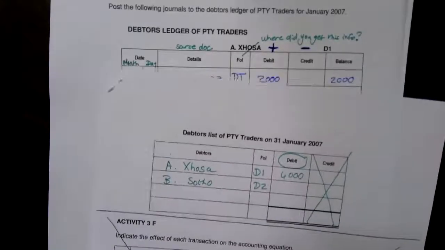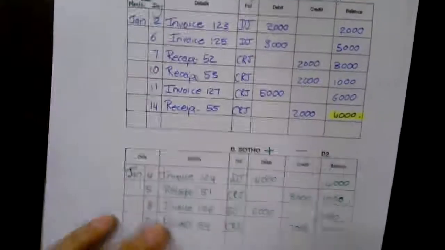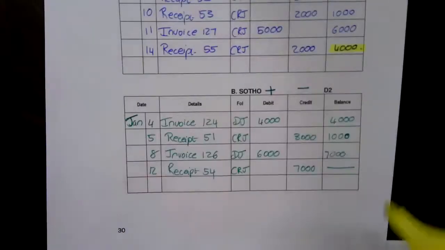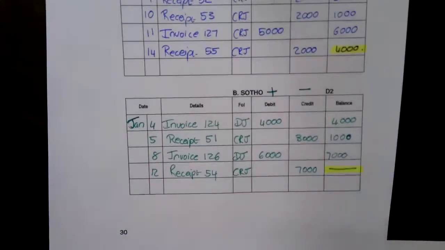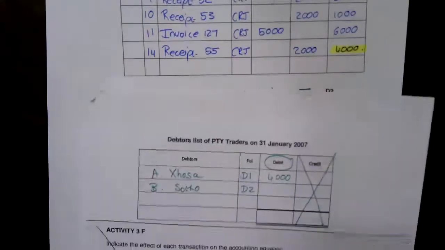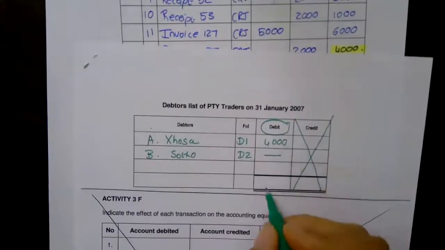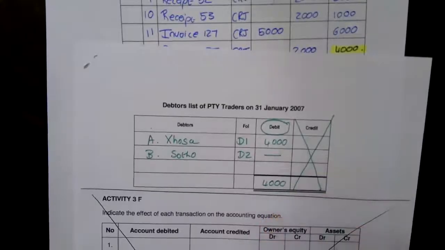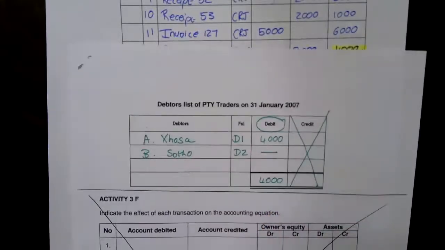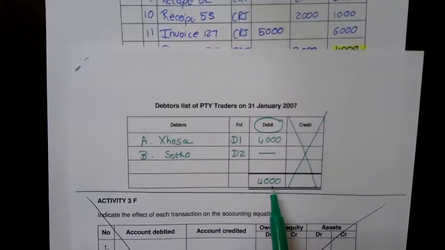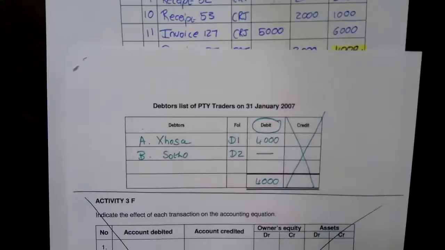Now we're going to go to Mr. B. Sutu. What is the last amount written there? Or what is the last balance? 0. So he owes us 0 money. So in total, now you add it all together, our debtors control has a debit balance of 4,000 Rand. That means that in total, the money owed to us by our debtors is 4,000 Rand. That is still outstanding. And that is your debtors list.